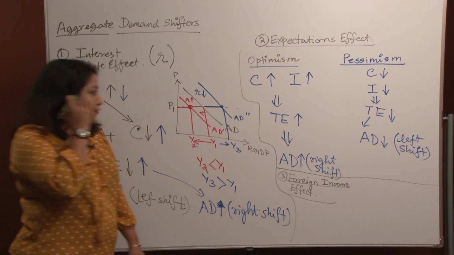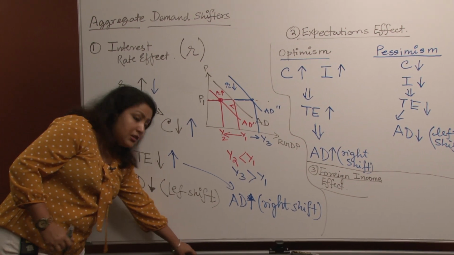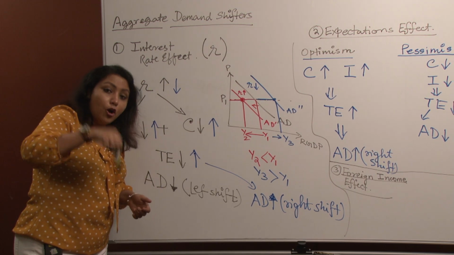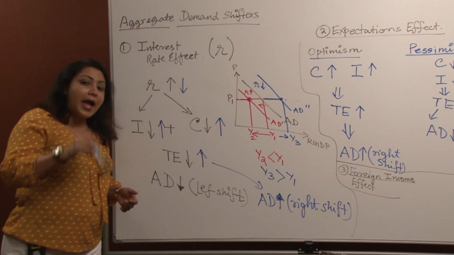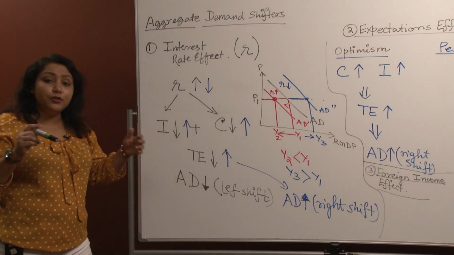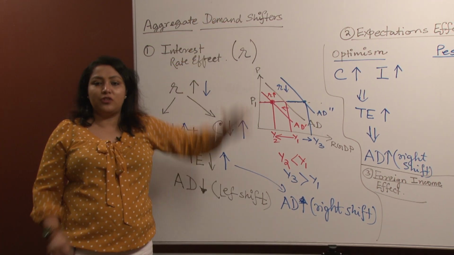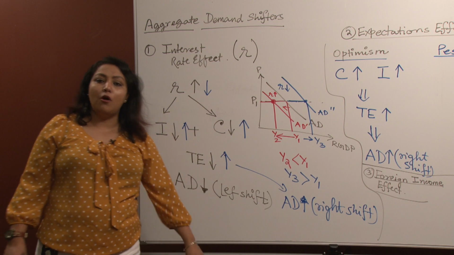Okay. So the foreign income effect basically talks about what happens to the real GDP of your country, what happens to the aggregate demand and the real GDP of your country due to a change in the income of people living outside your country, a change in the income of foreigners.